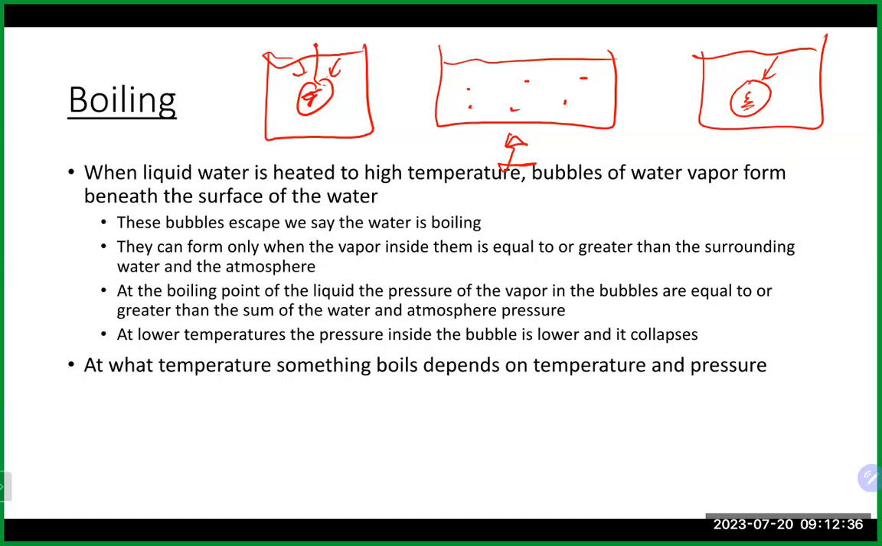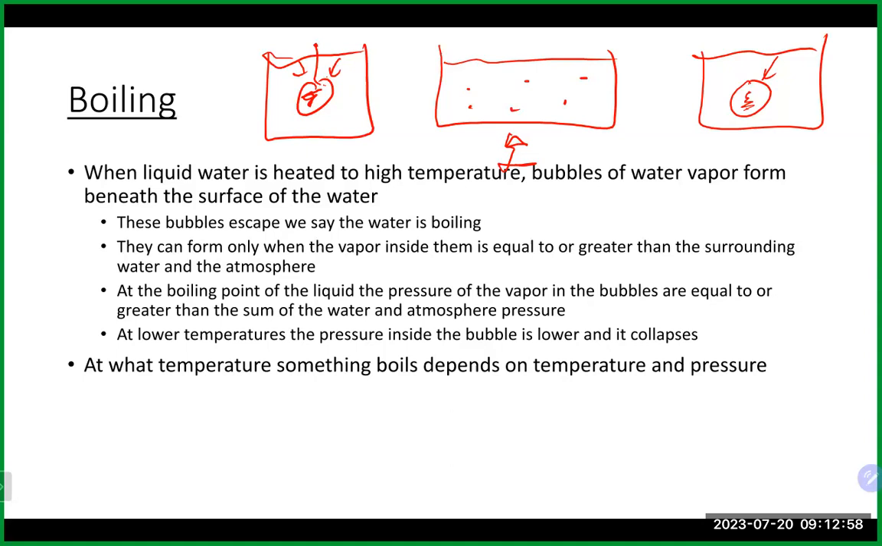So as you start to boil, and this occurs at the boiling point of a substance, when the pressure of the vapor inside those bubbles equals the atmospheric pressure, or a little bit greater than what is pushing back down on it, you will get that thing to boil. And those are the really big bubbles that you see as the thing starts to boil.